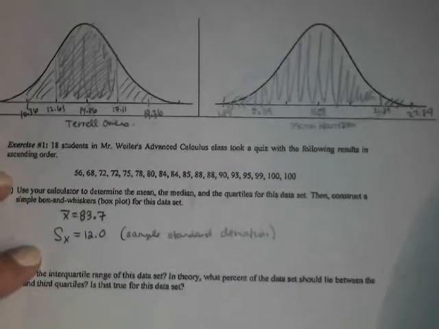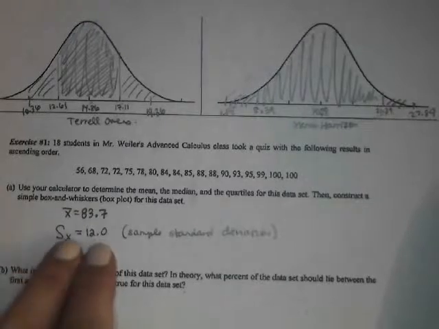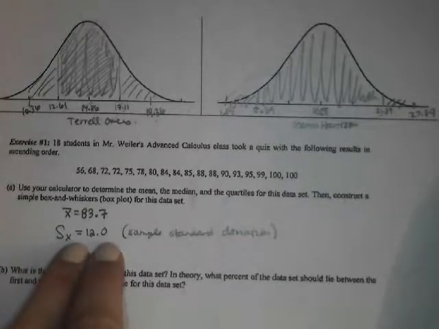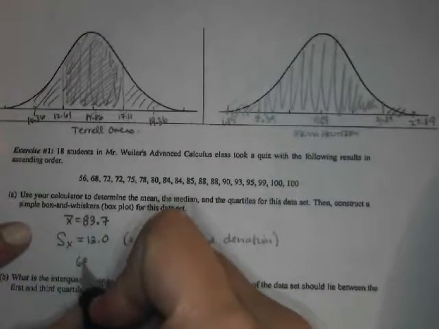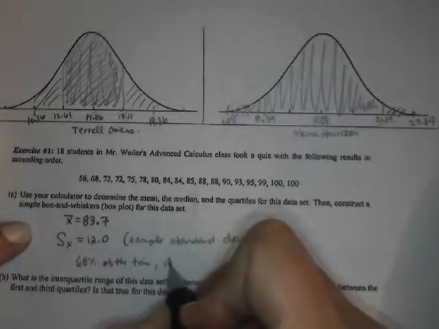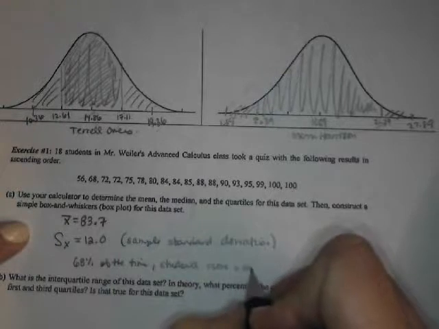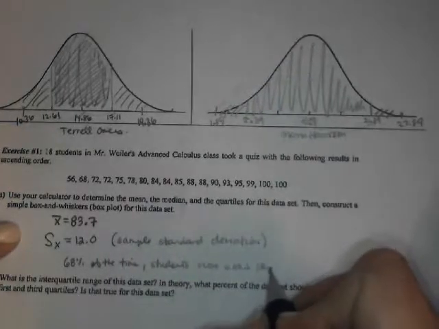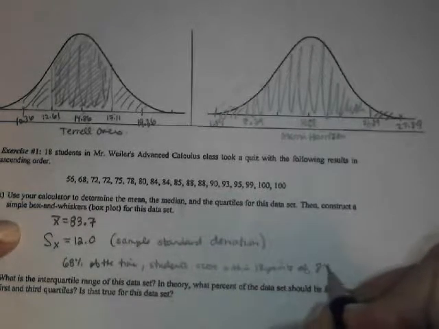So if your average is 83.7, then 68% of the time, students score within 12 points of that. That's what that tells us. 68% of the time, students score within 12 points of 83.7, which is the average in this case.